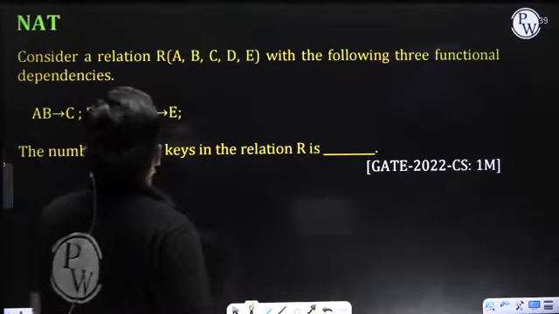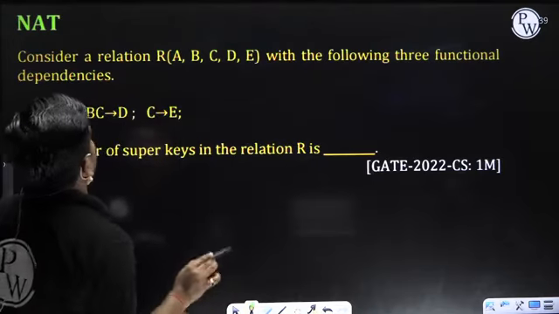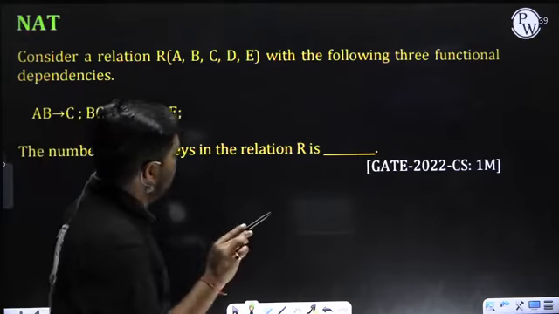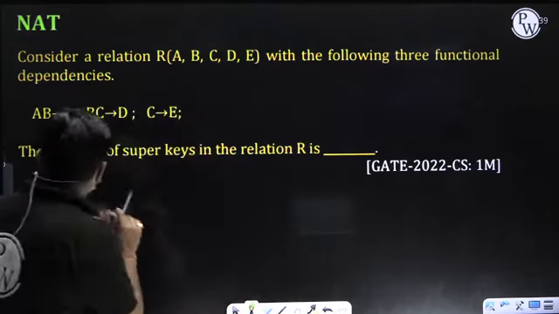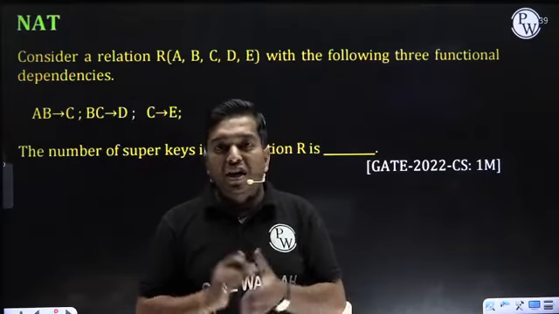In this question, consider a relation R(A, B, C, D, E) with the following three FDs: AB determines C, BC determines D, and C determines E. The question is asking for the number of super keys present in the relation R.